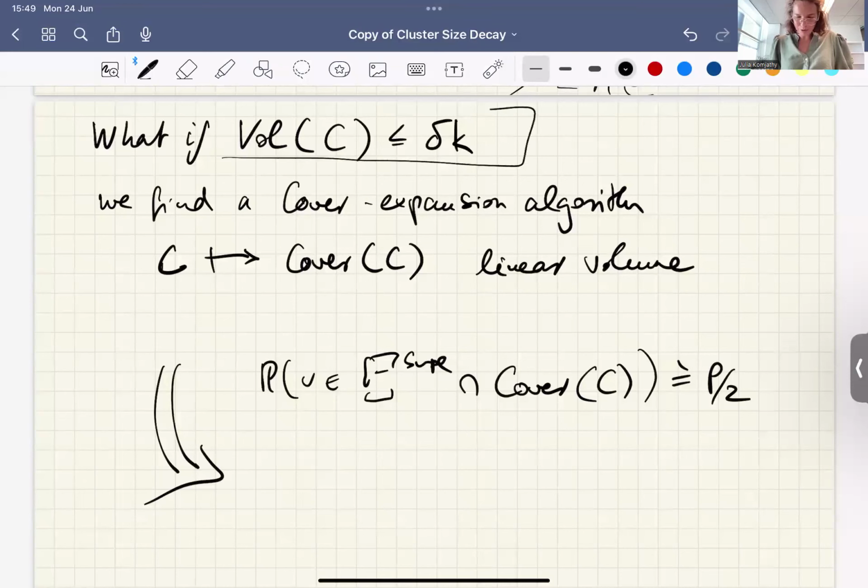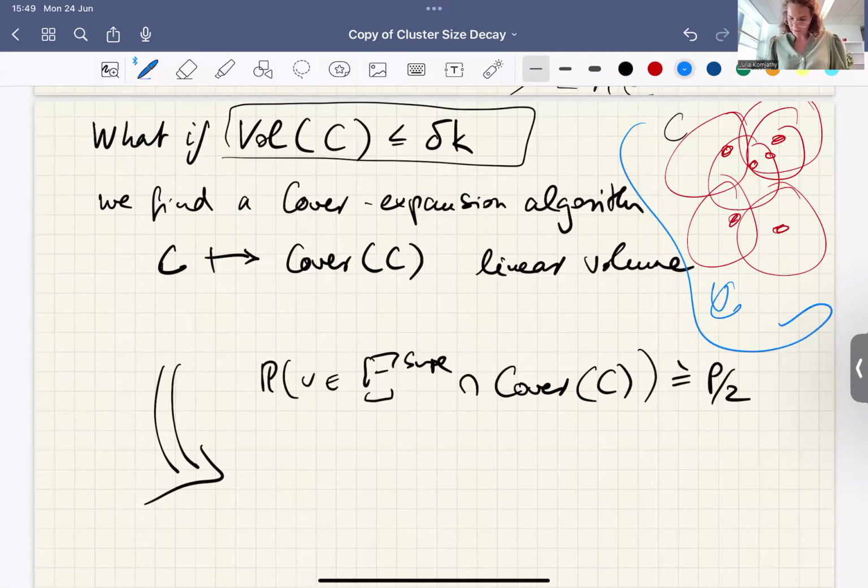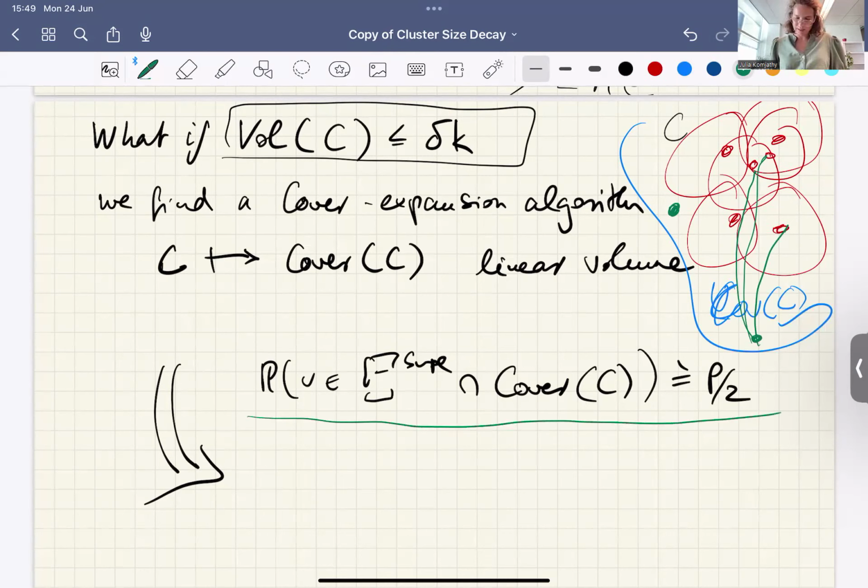So if the volume happens to be less than delta k, which can happen if your cluster is very densely packed, what do you do then? So then what we do is we use this dense property locally of the component to allocate what we call a cover expansion. So we allocate a larger set, maybe it looks like this, cover of C, where the following property holds. If a sure connector vertex falls into this set, even though it's quite far from every one of these vertices, there's so many of them densely packed that the probability that the sure connector vertex connects to C is at least p over two.